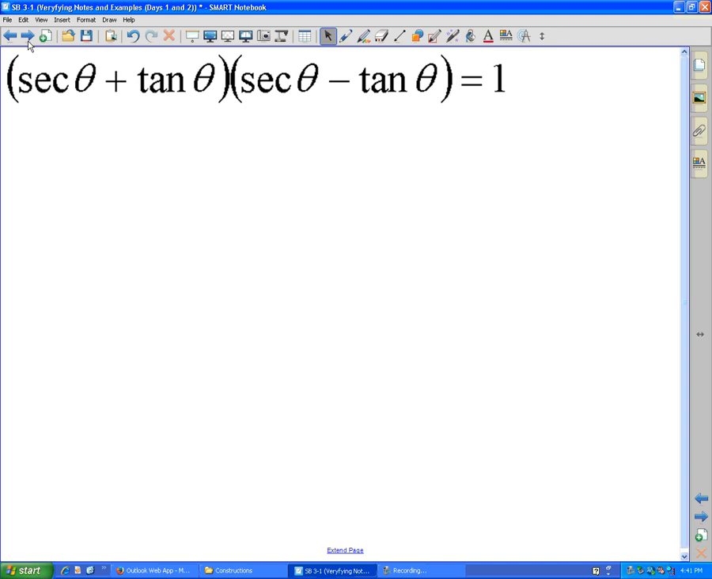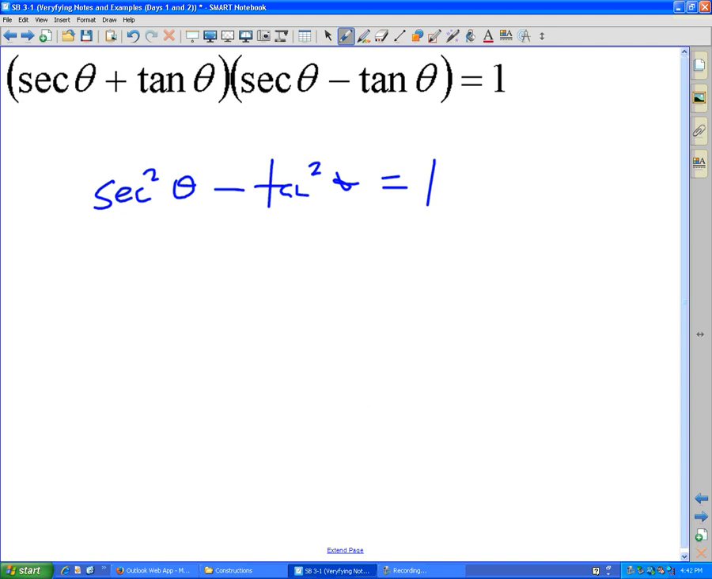Here's one that's almost exactly the same as the one we just did. Difference of squares. Secant times secant, secant squared. The middle terms, which would be a positive secant tangent and a negative secant tangent, cancel out, leaving us with only a negative tangent squared.